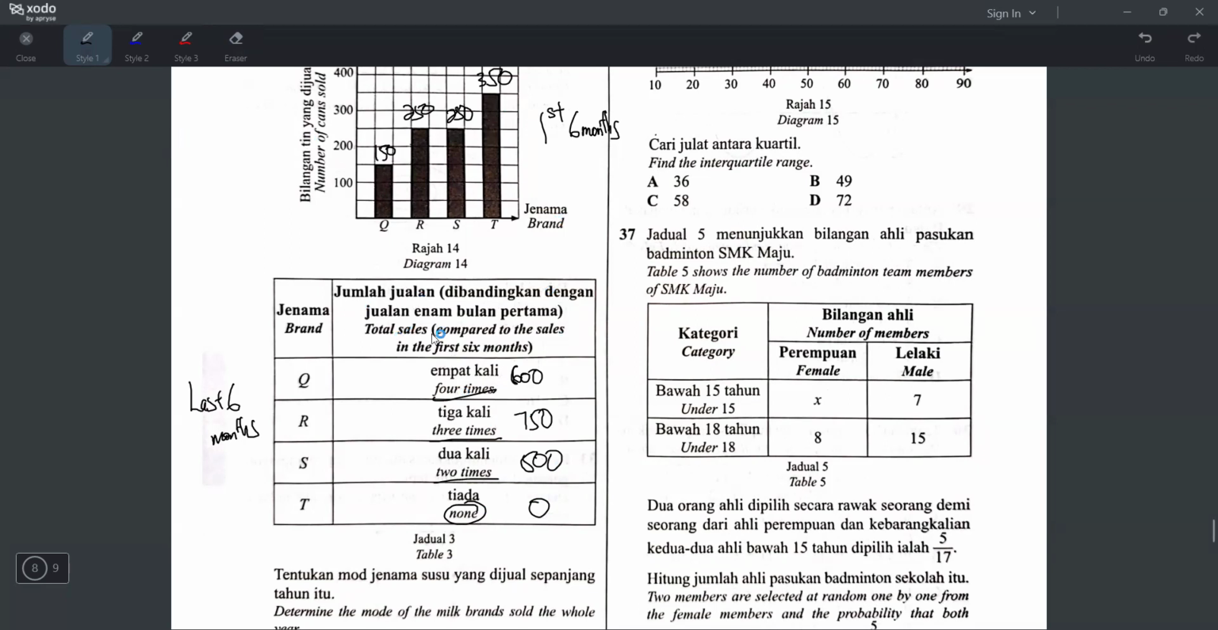Okay, let's see. Total sale compared. So it's like none compared. Okay, 2 times compared to the sale of first 6 months. Non compared. Tiada banding. So it's like tak ada compare. No compare means what? No compare means I think it's 350 lah. It means there's no comparison here. So I think the meaning here is that it's 350. Yeah, I think that's what it means.